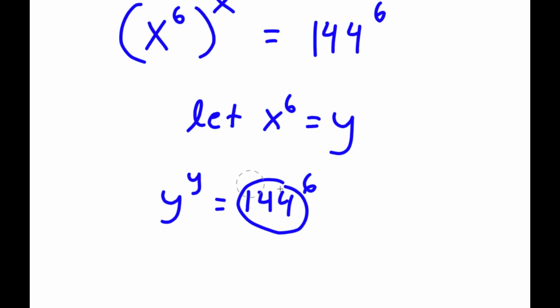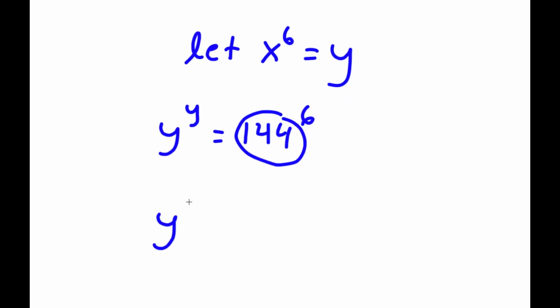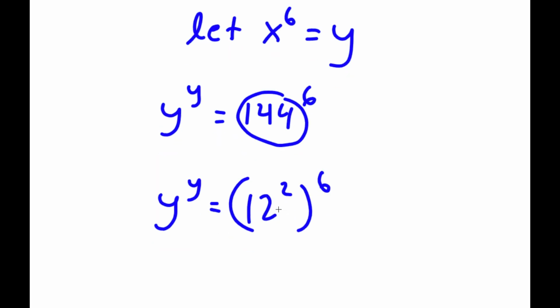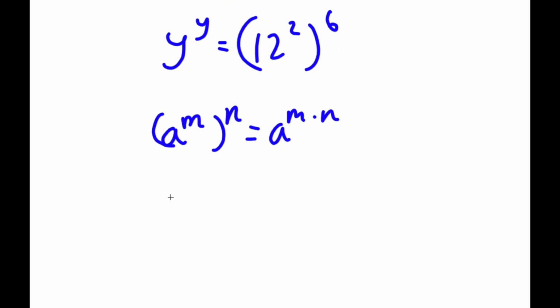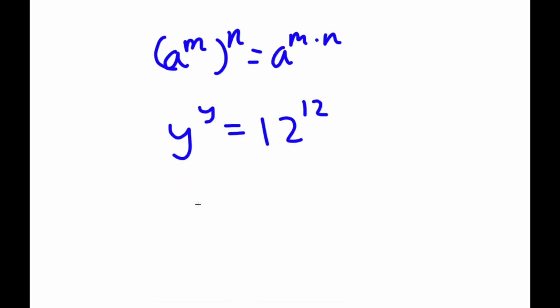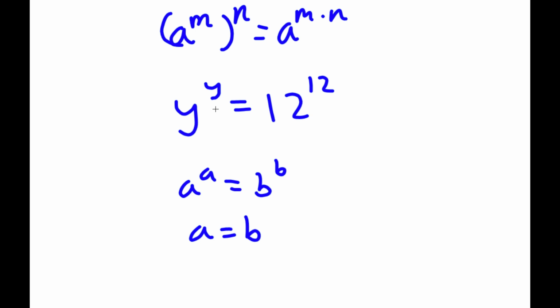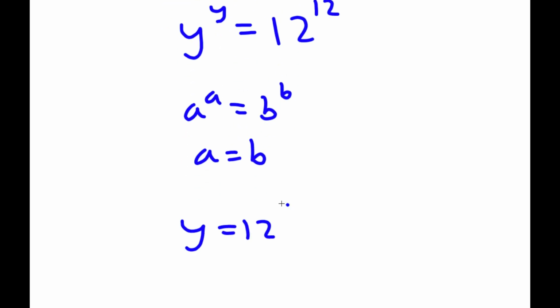And 144, this is the same thing as 12 squared. So now I have y to the power of y is equal to 12 squared to the power of 6. Now if I have something in the form a to the power of m to the power of n, this is equal to a to the power of m times n, as I already said before. So 12 to the power of 2 to the power of 6, that's going to equal 12 to the power of 2 times 6, which is 12 to the power of 12. And if I have something where a to the power of a is equal to b to the power of b, this means that a is equal to b. So in this case, y is equal to 12.